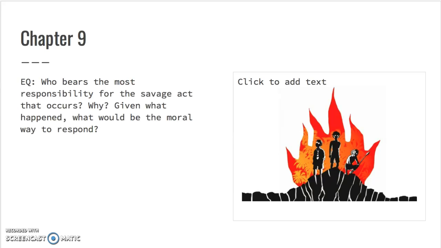Don't spill the beans if you know already. Your essential question is, who bears the most responsibility for the savage act that occurs? Why? Given what happened, what would be the moral way to respond? Hint, the boys do not respond the moral way. So you have the remaining time to read. Those notes are due on Thursday, so you have some time since we're moving to TRFs tomorrow.